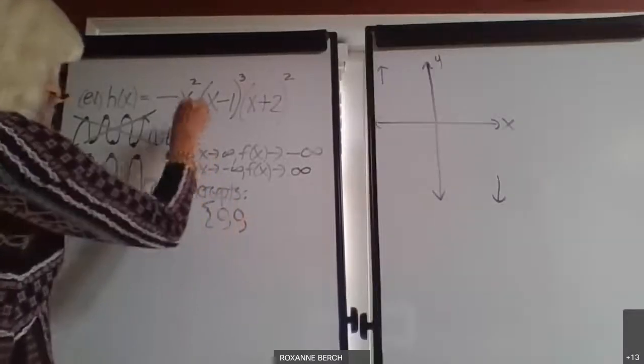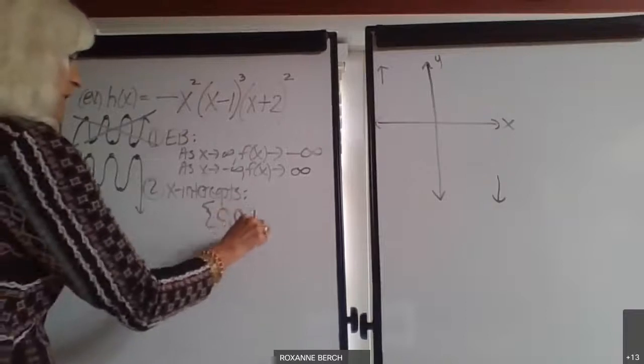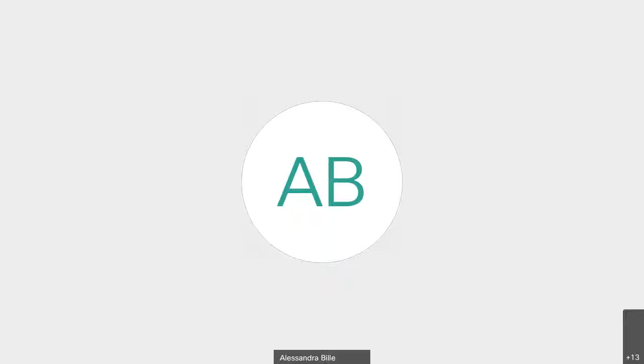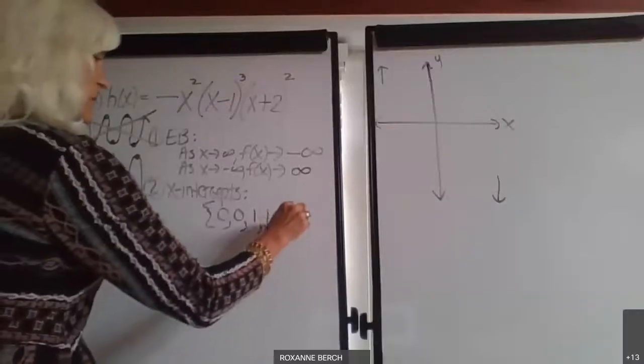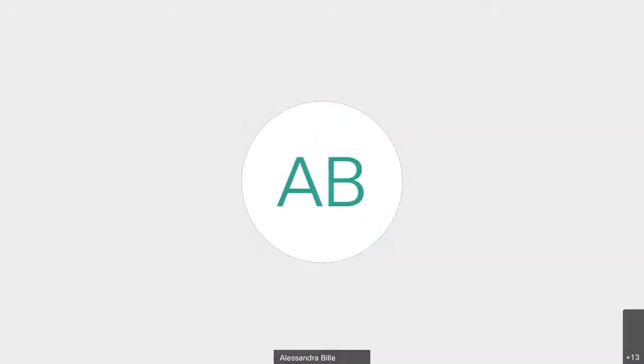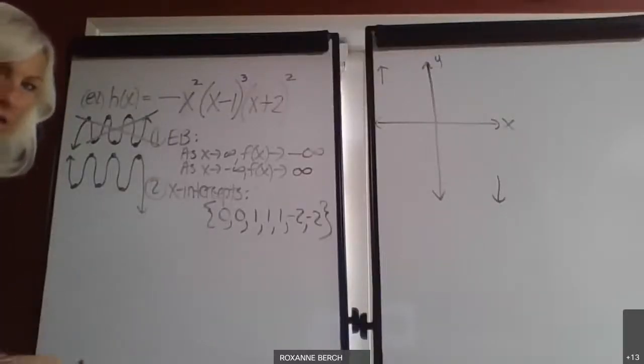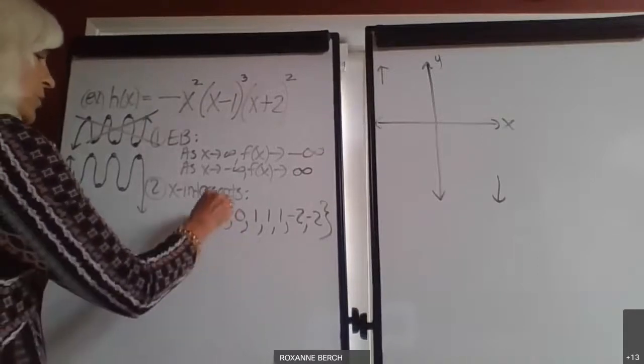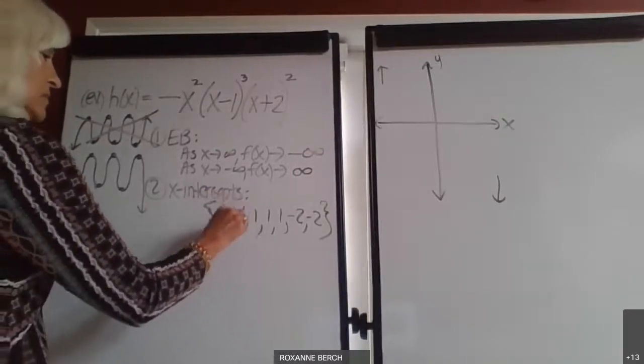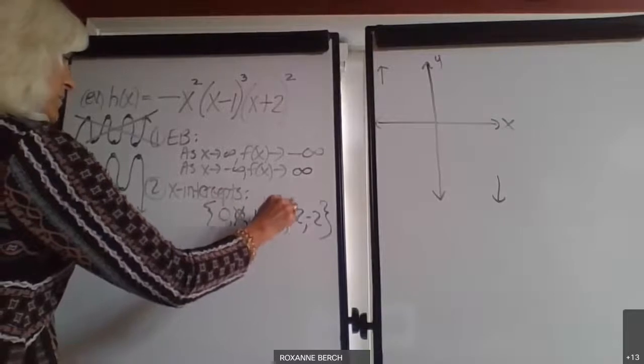What makes this 0? Positive 1. How many are there? 3. Yep. And what makes this 0? Negative 2. That's right. And remember, in a set, I wrote it like this so you could see the multiplicity, but in a set, you only write the roots once. Right?